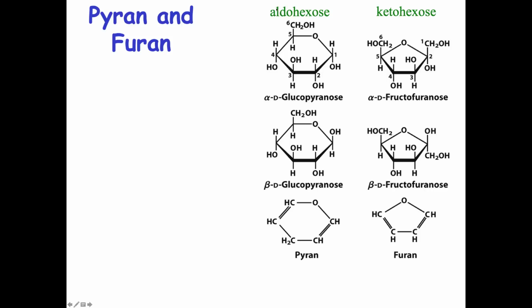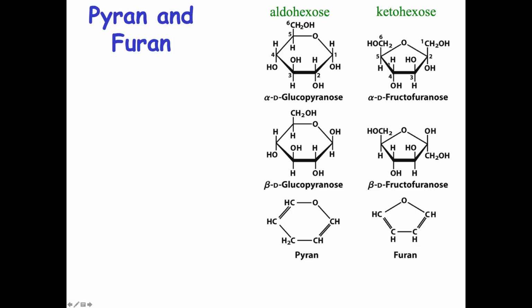So here we have an aldohexose. This is glucose. So we have alpha D-glucopyranose. This pyranose indicates it's a 6-membered ring. D means this CH2OH group is on top of the ring, and this alpha indicates this hydroxyl group is facing downward. Here with the beta D-glucopyranose, the only difference is that this hydroxyl group is facing upward.